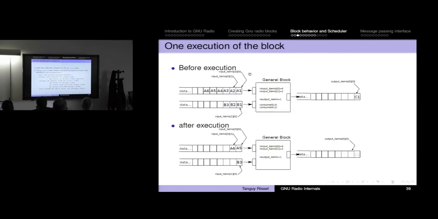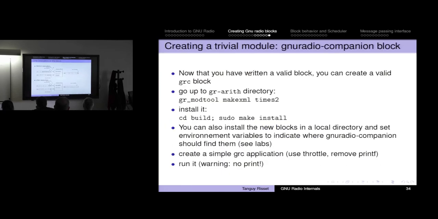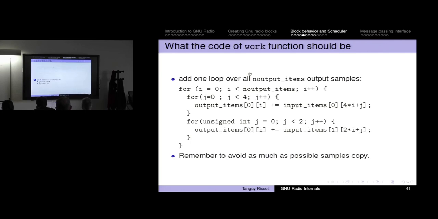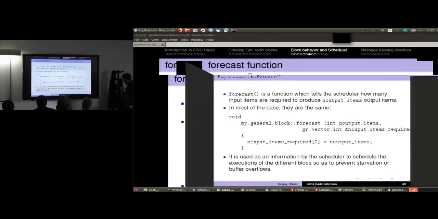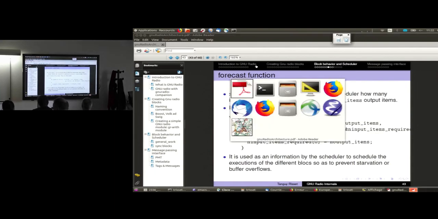You have to be careful not to forget things like the forecast function. If you forget to do that, GNU Radio will do nothing. It will loop infinitely without doing anything. This is a bug that we had this morning. So I think that now everybody can start the lab.